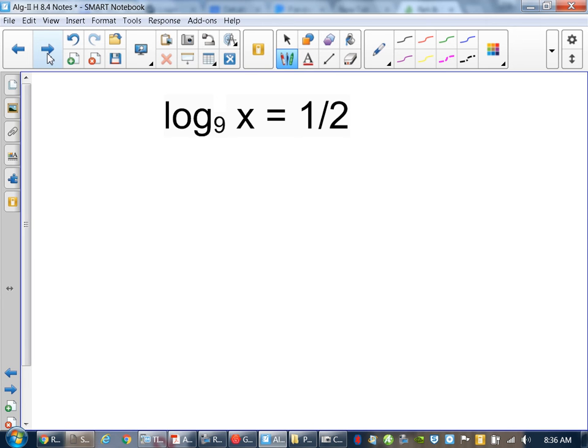Log base 9 of x equals 1/2. Rewrite it in terms of exponential form. This means 9 to the 1/2 is x. What does a 1/2 power mean? Square root. Square root of 9 is 3. Very good. Solving very simple equations using logarithms: all we had to do is rewrite into exponential form, and you're able to get the x value by itself.